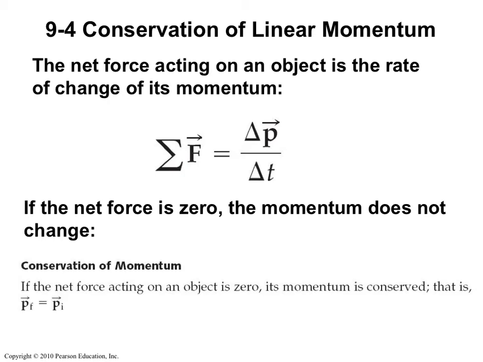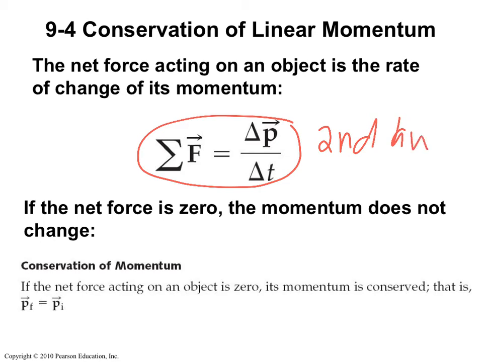Lastly, let's talk about the conservation of linear momentum. Now this lesson is going to go into our collisions lesson as well, but it's an important part. So the net force acting on an object is its change in momentum. And remember, we got this from Newton's second law. We already wrote this down. So if the net force is 0, the momentum isn't changing. So my conservation of momentum says all of my momentum before equals all my momentum after.